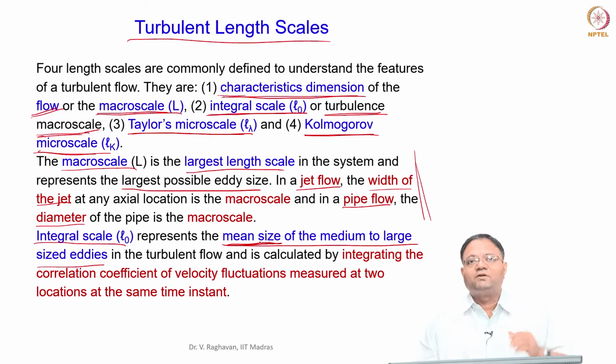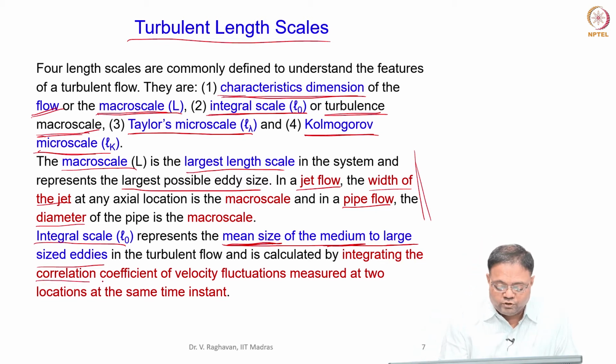When you take the average or mean values of the medium to large eddies, I take only the large eddies to medium size eddies, and take an average value of these sizes, then I get that scale. Okay, now how will you do this? How will you calculate the eddy size? That is done by using what is called the correlation coefficient.